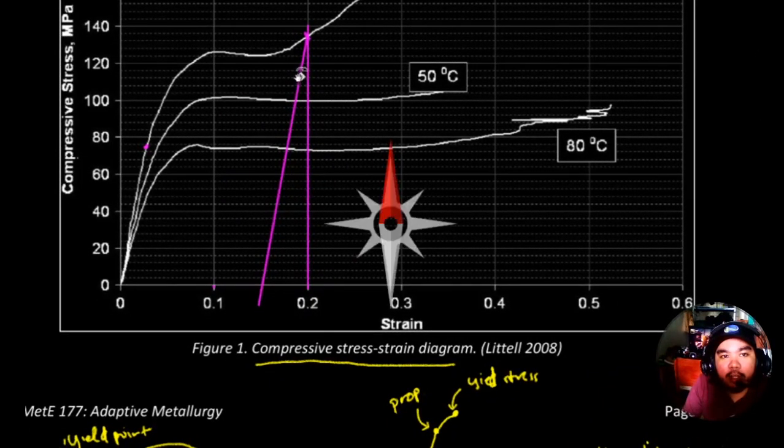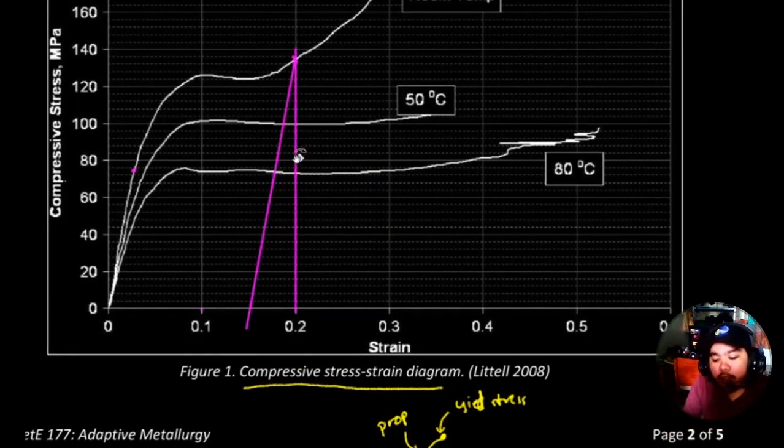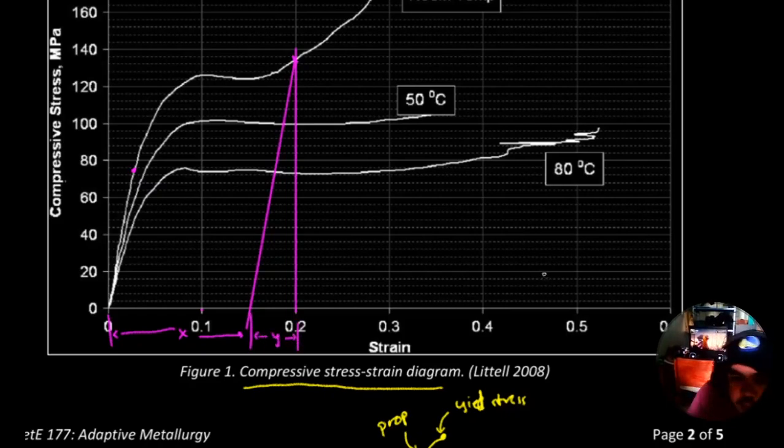And I can determine kung alin dyan ang irrecoverable tsaka yung recoverable na strain. So I'll just mark this, no? So let's just say ito yung X. Tapos ito yung Y. Okay. So I'll call somebody again.